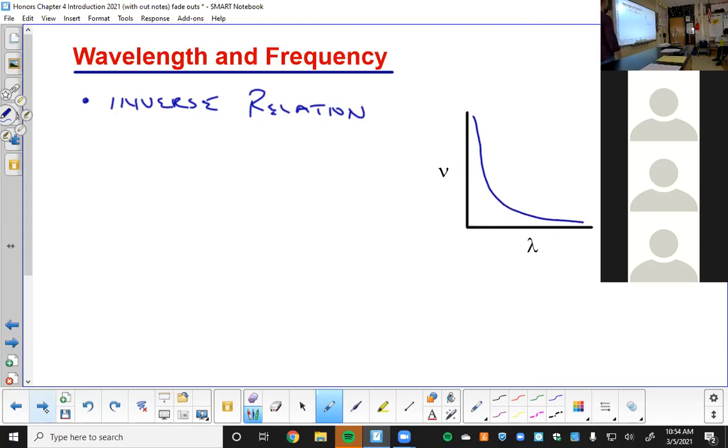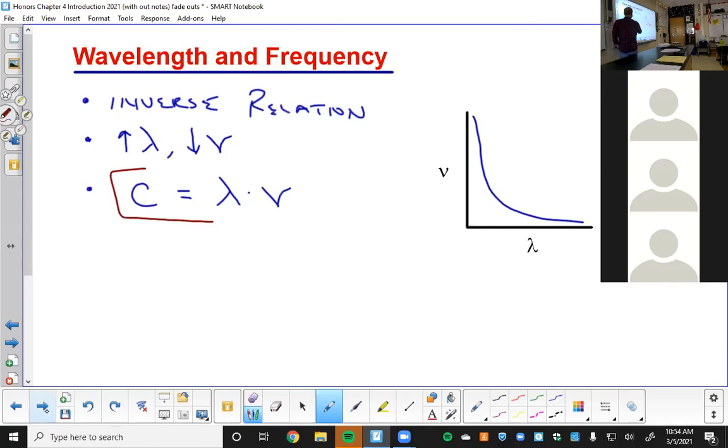Graph something like that. The wavelength goes up. You can be certain that the frequency is going down. And the opposite is true as well. So in an inverse relationship, the variables are multiplied by each other and set equal to a constant. In this equation, C is going to be our constant. That's the go-to equation. This goes up, that goes down, because C doesn't change.